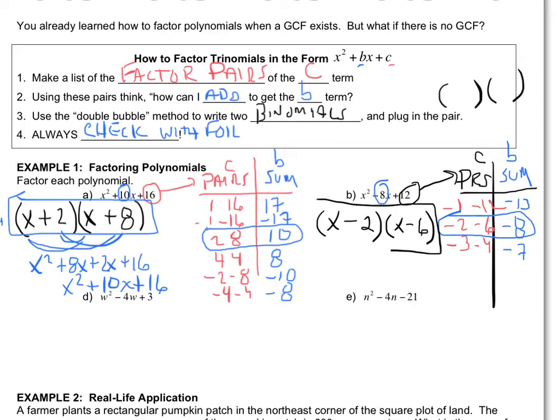And again, I can use my FOIL to kind of check it. X times x is x squared. X times negative 6 is negative 6x, plus negative 2 times x is negative 2x. That makes negative 8x. Negative 2 times negative 6 is 12.